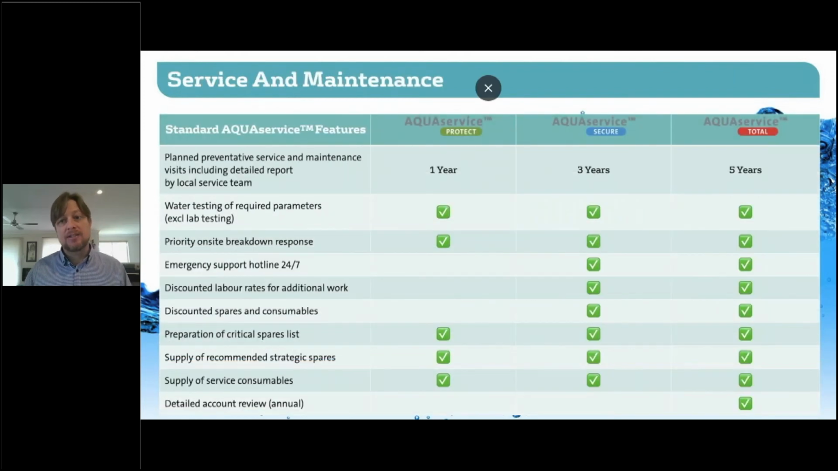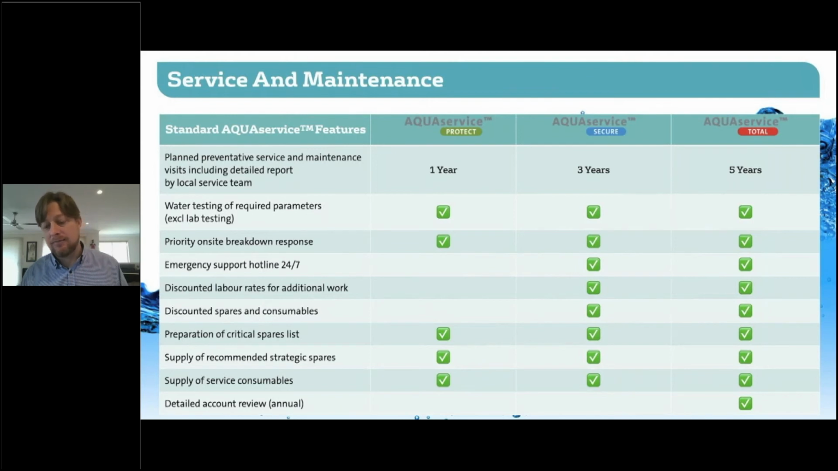Servicing and maintenance of this equipment, it's important that you don't put this sort of equipment in and just hope it looks after itself. You need to have people regularly checking on it. They're not really high cost equipment to service, and they are very reliable. Not much goes wrong with them, but you still need to be checking and making sure that everything's working as it should be. Now, obviously, Veolia offers a range of service solutions.